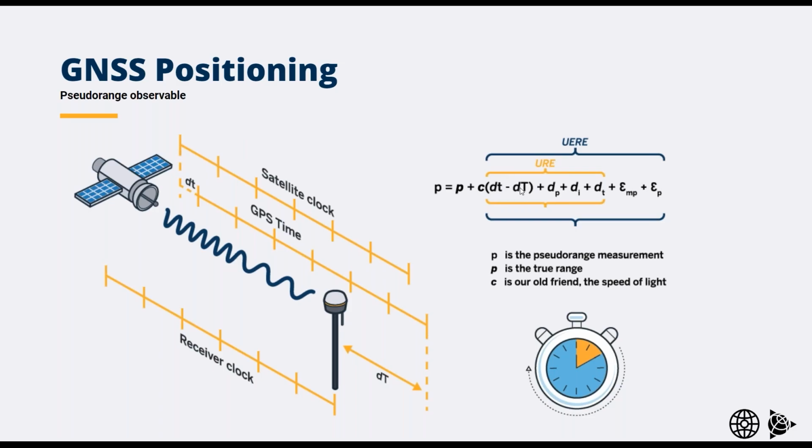So these are the differences in time, right? And there are two components to the time that we have to worry about. The first being the time that exists on the satellite clock, right? And then the second is the time that exists on the receiver clock.